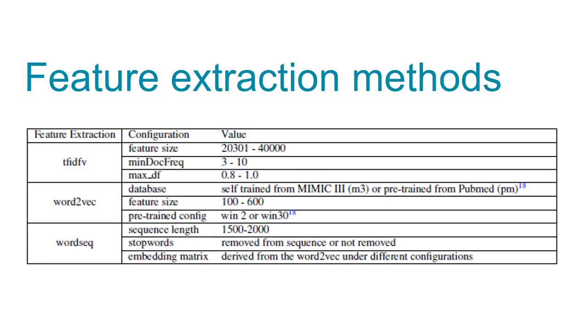We created a word2vec model from the MIMIC corpus, and we also tried using pre-trained word vectors induced from PubMed. We used the word sequence in each admission text note as our sequence input for our deep learning models. We tried the different configurations shown here in our experiments.